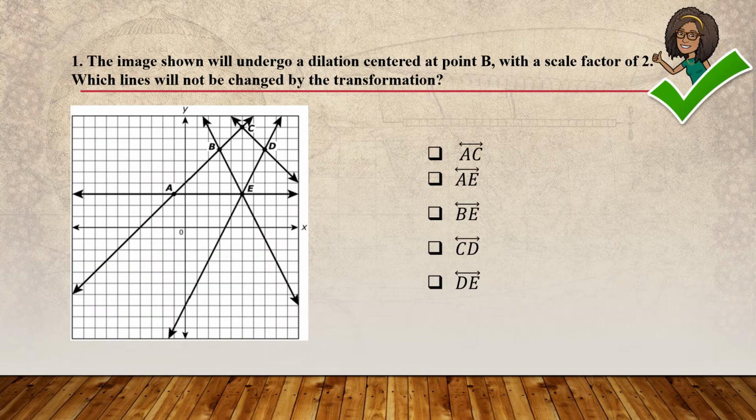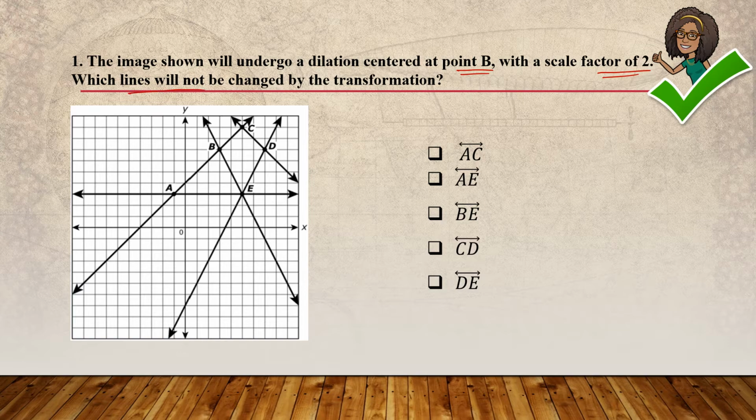Okay, so let's look at number 1. It says the image shown will undergo a dilation centered at point B with a scale factor of 2. Which lines will not be changed by the transformation? So there's some key information here that's given to us. They give us that we have a scale factor of 2. We have the center of dilation at point B, and it says the lines will not be changed.